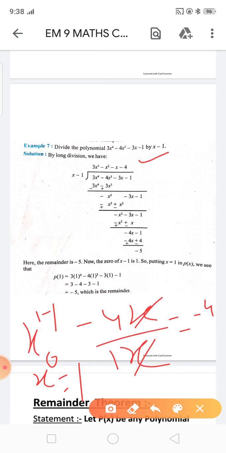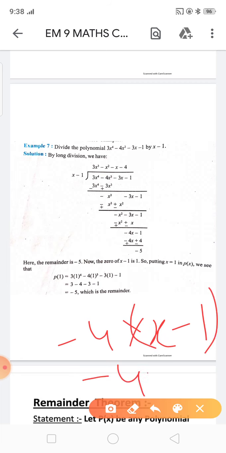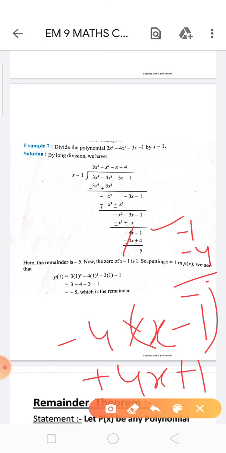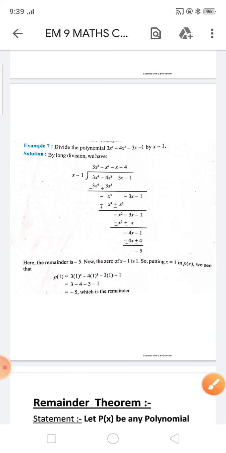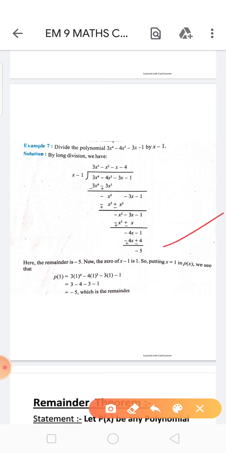The last quotient is the constant term, minus 4, so we write in our quotient polynomial minus 4. Multiplying minus 4 to our divisor x minus 1, we get this step: minus 4x plus 4. Subtracting from our dividend, minus minus plus, so we write plus, and then minus plus minus, so we write minus. Subtracting, minus 4x and plus 4x cancel, and minus 1 minus 4, so minus minus becomes plus, and the result is minus 5. Here we write this step, and minus 5 is our remainder.